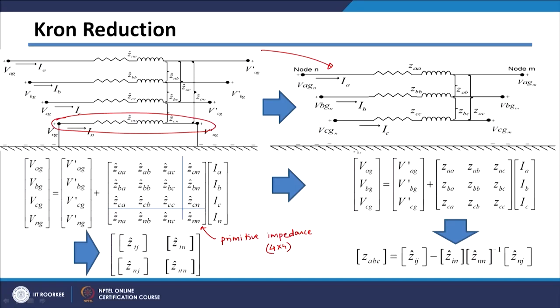We have divided it into 4 parts, and using Kron reduction, which is given by this expression here, we have got your phase impedance matrix. This is called the phase impedance matrix, which will be number of phases by number of phases. Generally there are 3 phases, so it will be 3 by 3 in size. So, the primitive impedance matrix, which was 4 by 4 in size, we have converted into 3 by 3 size using Kron reduction.